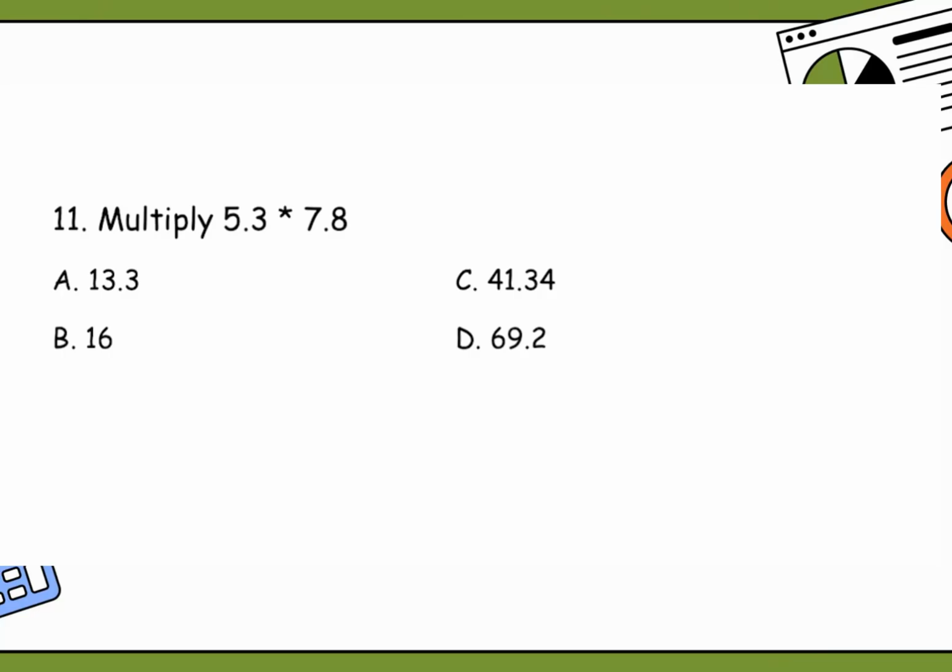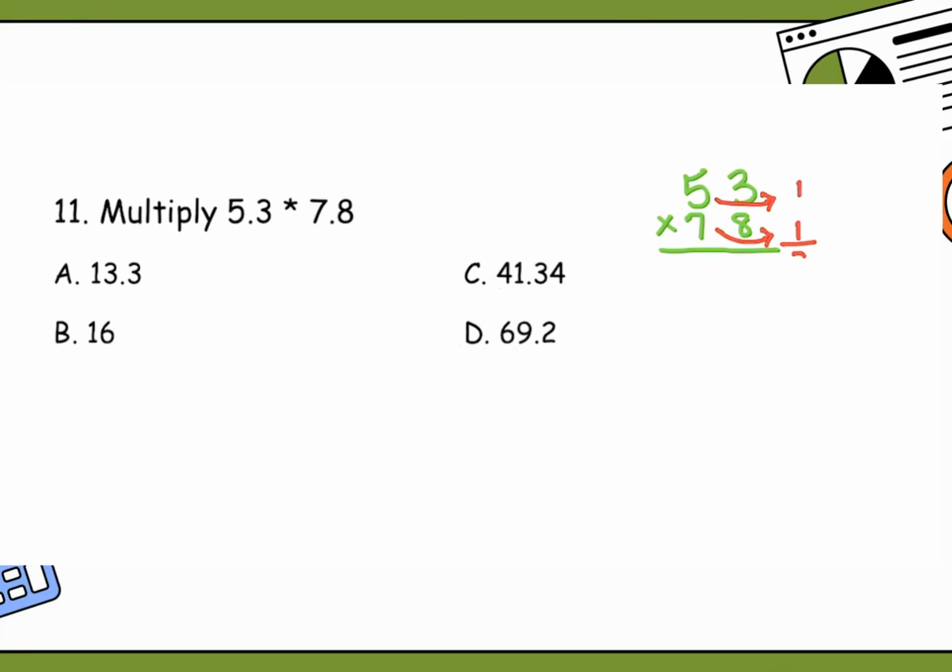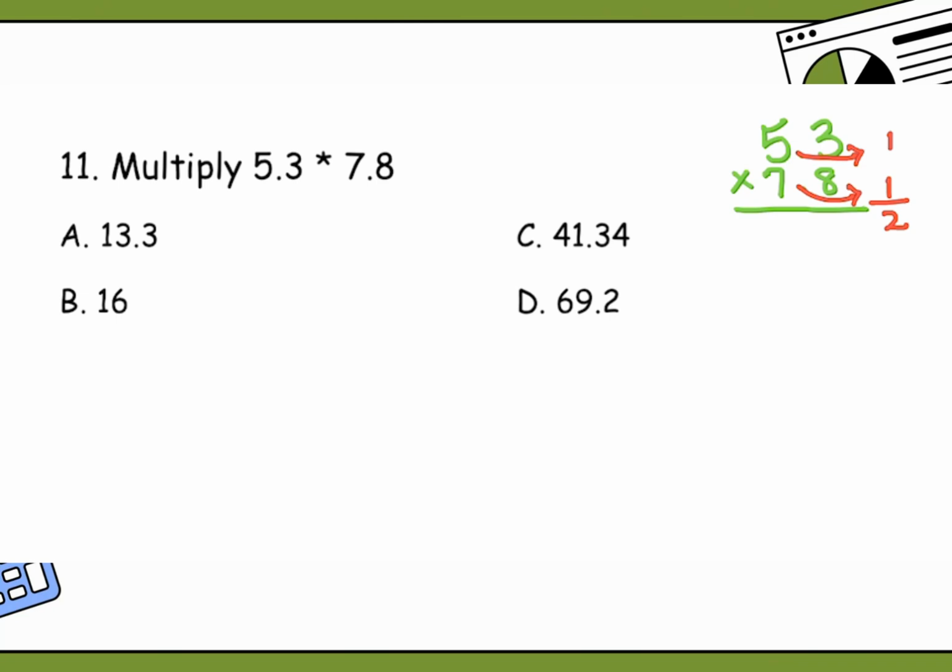For question number 11, we want to multiply 5 and 3/10 and 7 and 8/10. So let's write that out. 5 and 3/10 times 7 and 8/10. And we remember that when we multiply, we're moving that decimal out one space for 5 and 3/10 and out one space for 7 and 8/10. So that's a total of 2 spaces. Now let's simply multiply like these are whole numbers.